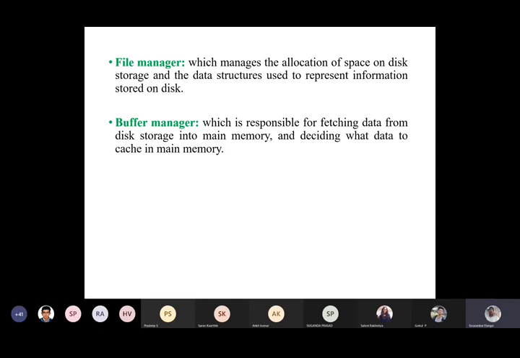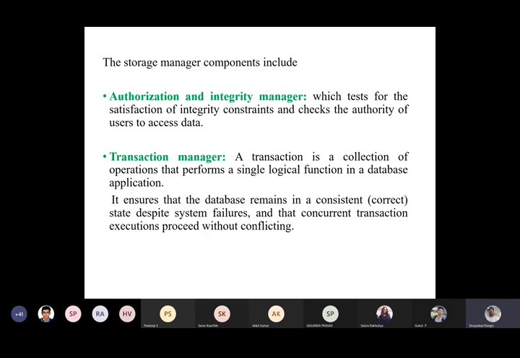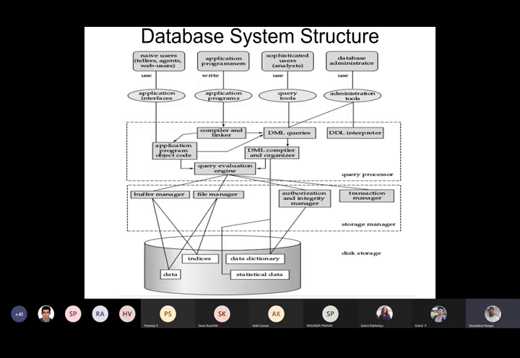So these are the components that are present in the storage manager. In the storage manager, you have the authorization and integrity manager. It checks for the authority of the user. relation. Then you have a transaction manager.